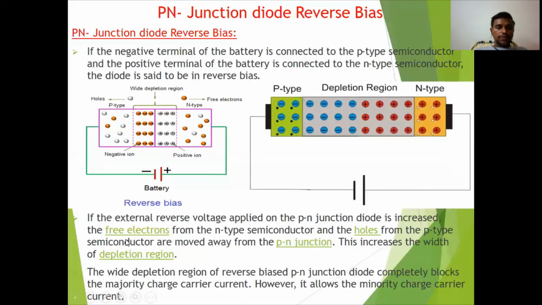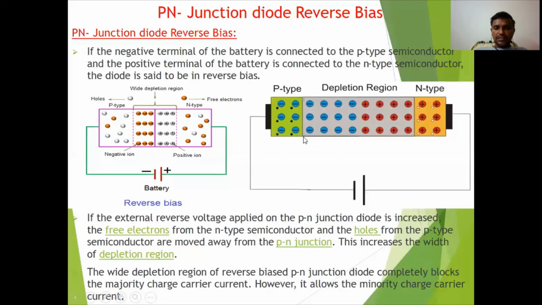Reading this again: if the external reverse bias voltage applied on the p-n junction diode is increased, the free electrons from the n-type semiconductor, that is the majority electrons, and the holes from the p-type semiconductor move away from the p-n junction. This increases the width of the depletion region. Previously only a small width was there.